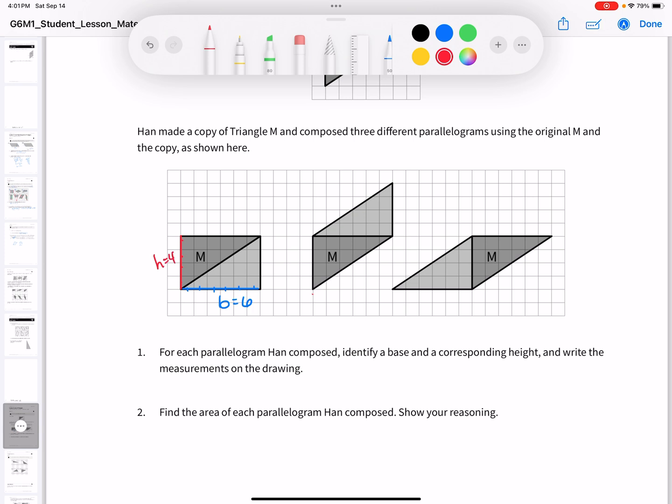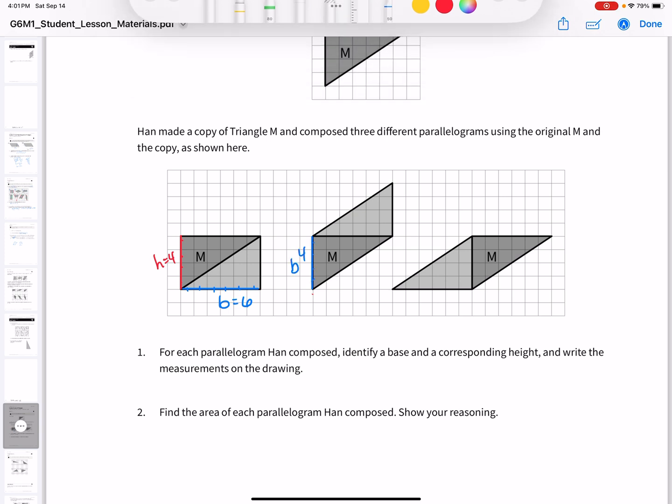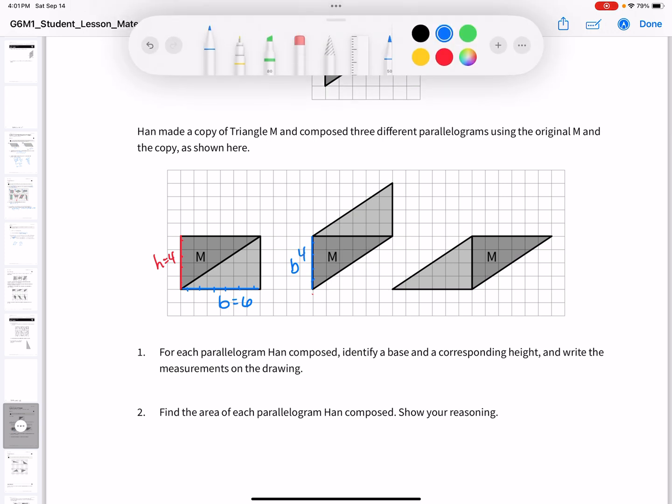Okay. I'm going to use this one as the base. And that's 1, 2, 3, 4. And I am going to use this as my height. 1, 2, 3, 4, 5, 6. This is my height.